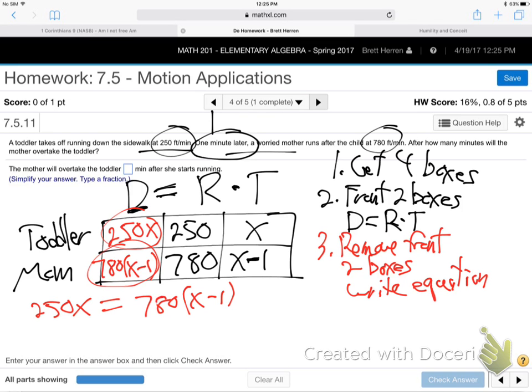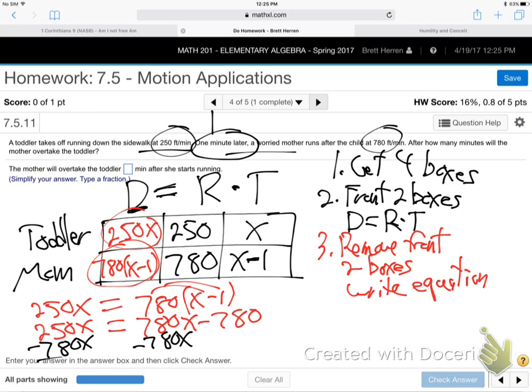So there we go. Distribute: 780x minus 780 equals 250x. Good, distances are equal. How do we solve for x there? Subtract the 780x. So what is that? Minus 530x equals minus 780. Is that going to be some ugly number? Divide by minus 530, divide by minus 530. So x equals, what is it?